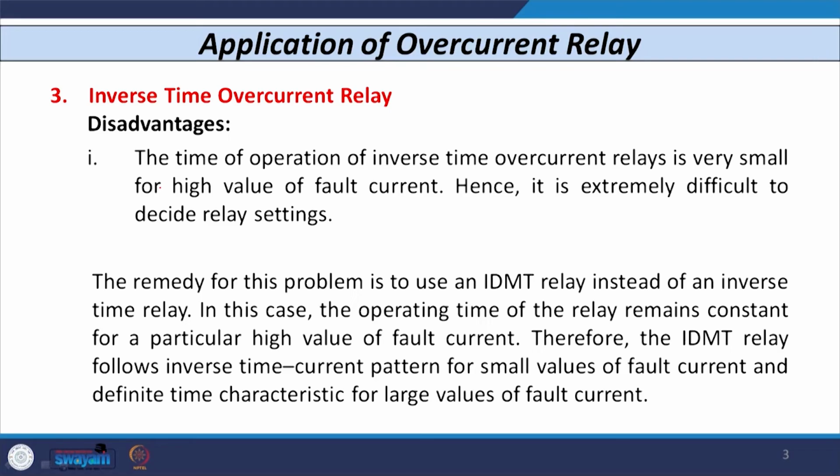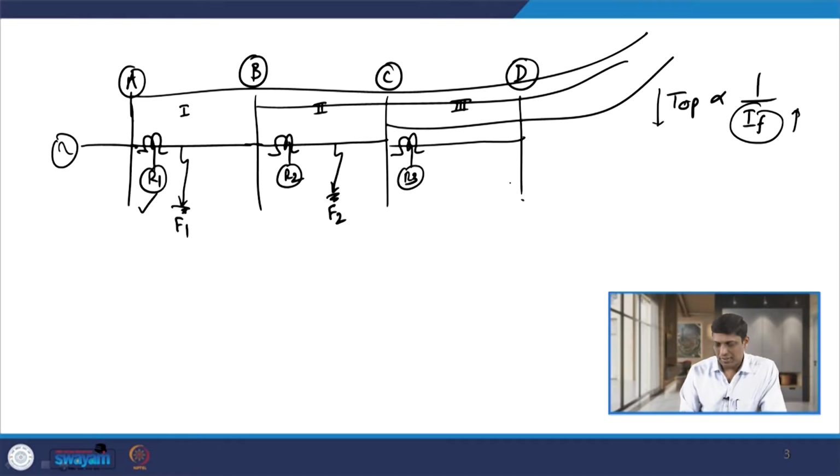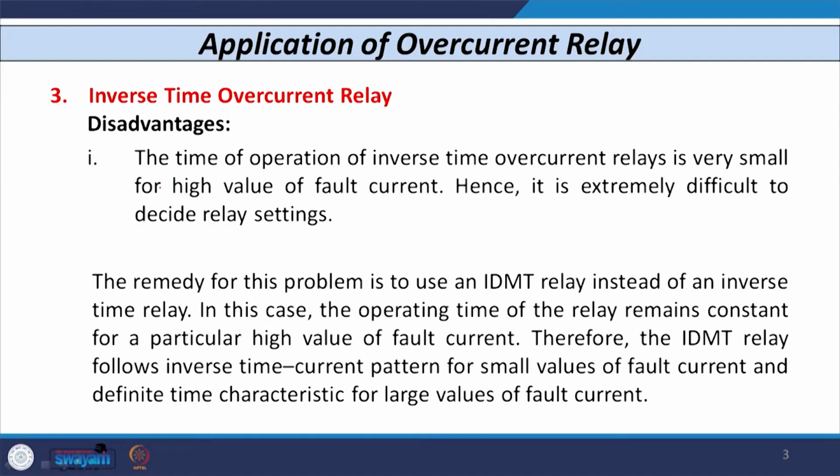With this background, let us discuss the disadvantages of the inverse time overcurrent relay. The very first disadvantage is that the time of operation of the inverse time overcurrent relay is very small for high magnitudes of fault current. If I consider the same example in this multi-section radial network, if a fault occurs at F1, the relay R1 has to sense this, and whenever R1 senses the fault, the time of operation of this relay is very small. So again, it is very difficult to decide the setting of the relay.